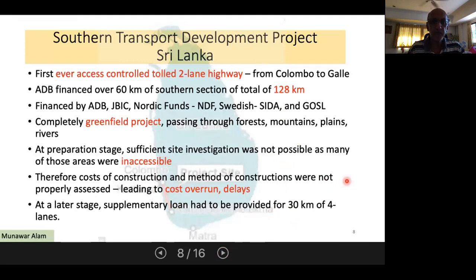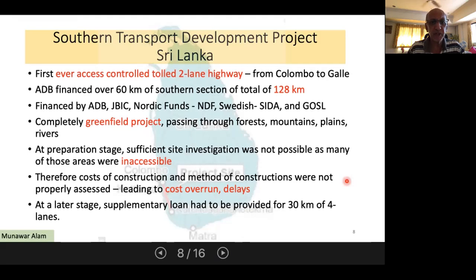And this was in forest areas and mountains and plains and rivers. So completely new, and people had been living there for a number of years, and this was their ancestral land. So they were also not very happy when the project was being prepared and implemented. When the project was being processed, many of these sites, because it was completely greenfield, were inaccessible to the consultants.